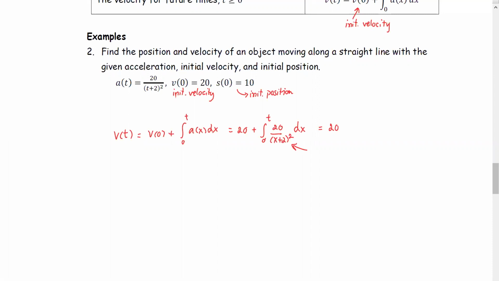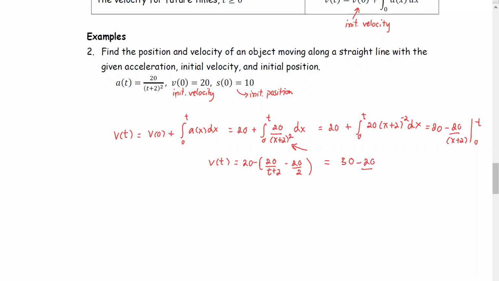Use the u substitution. That's 20 times (x plus 2) to the power negative 2 with respect to x. That gives us 20 minus 20 over the quantity x plus 2, evaluated from 0 to t. Therefore, we get v of t equals 20 minus 20 over (t plus 2) minus 20 over 2. Simplifying a little more, v of t equals 30 minus 20 over (t plus 2).